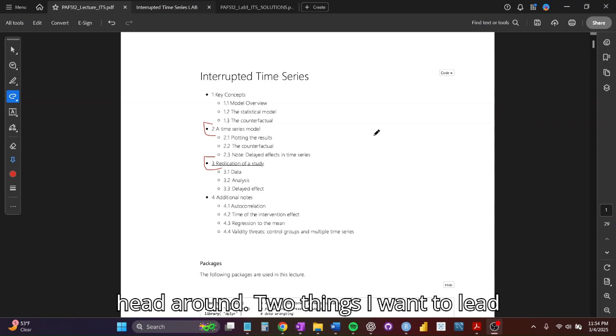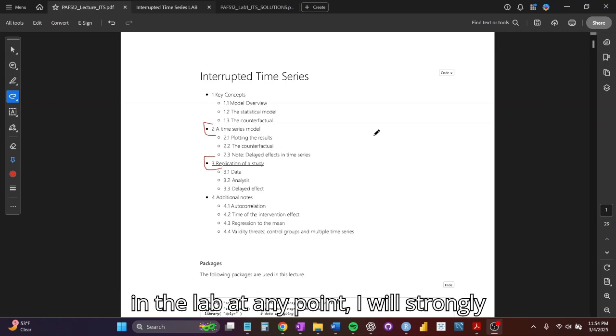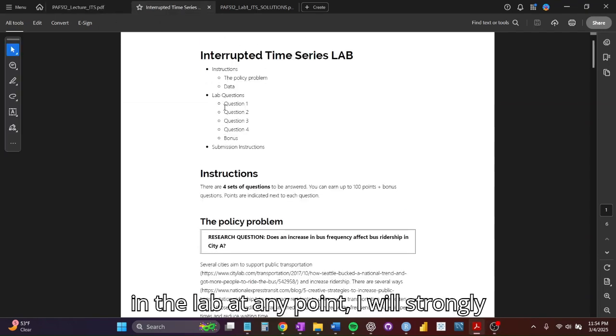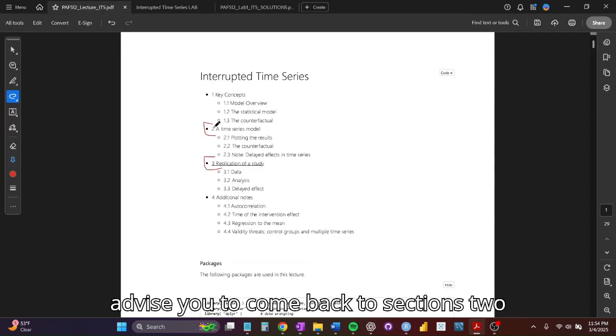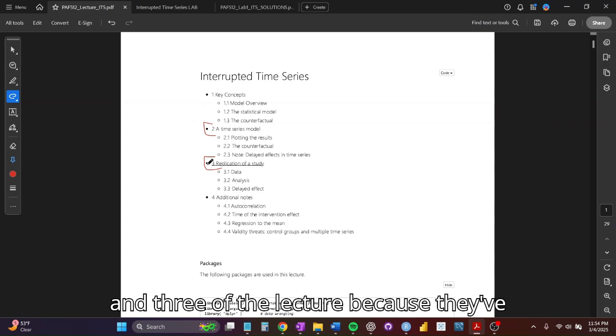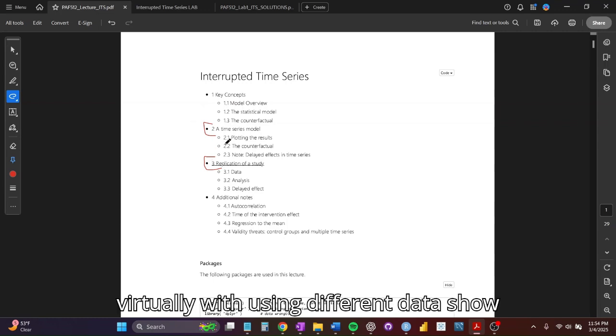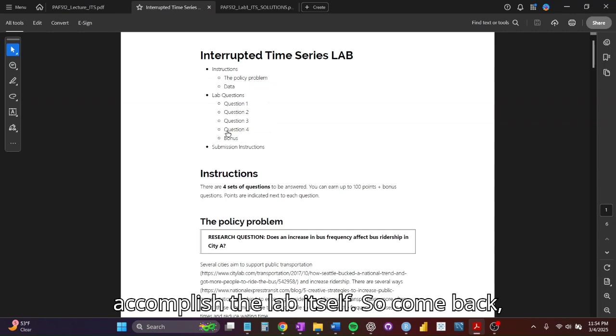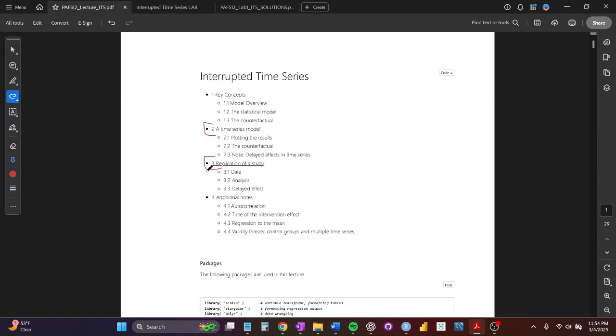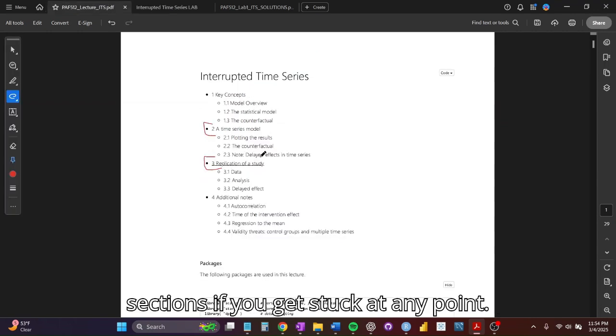Two things I want to lead with from the beginning. If you get stuck in the lab at any point, I strongly advise you to come back to sections 2 and 3 of the lecture, because they virtually, using different data, show you exactly what you need to do to accomplish the lab itself. So come back, and make sure you're referencing these sections if you get stuck at any point.